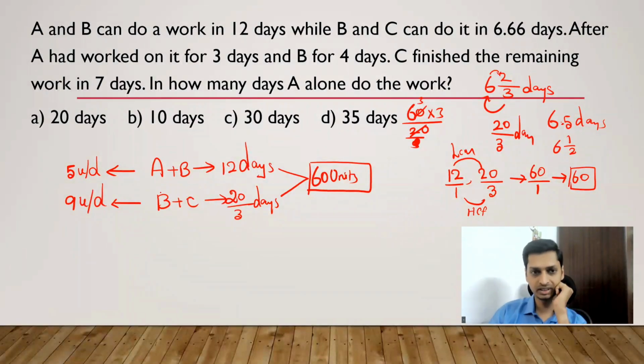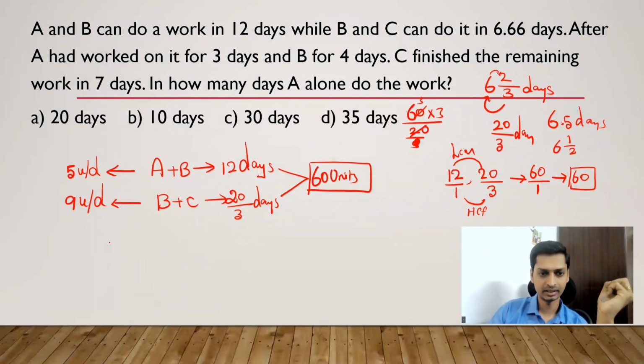Now we know the group efficiency of A and B. A and B will complete 5 units in one day. B and C will complete 9 units in one day. Now what is given in the question? After A had worked on it for 3 days, B for 4 days, C finished the remaining work in 7 days. That means the people are working separately, right?